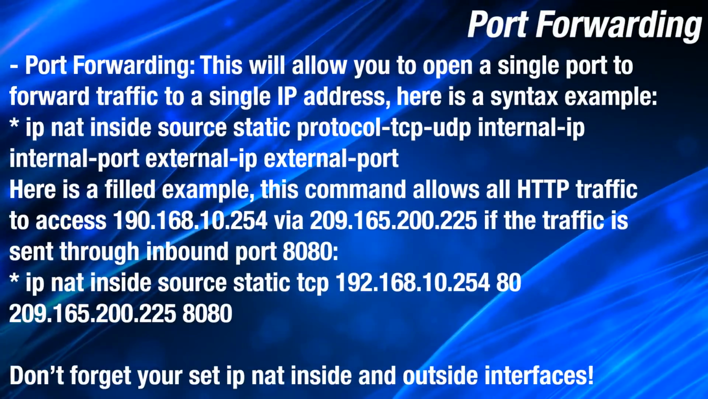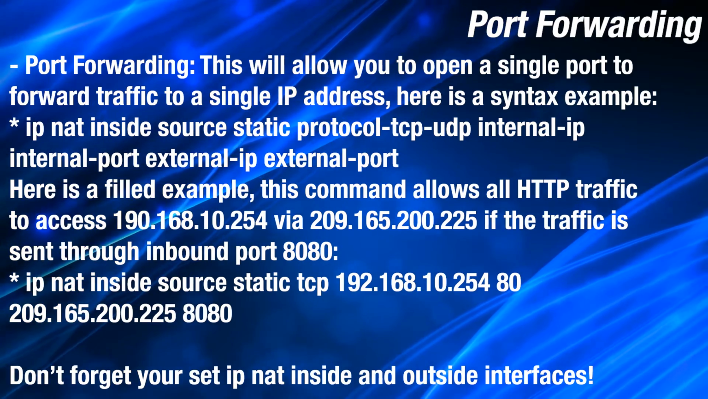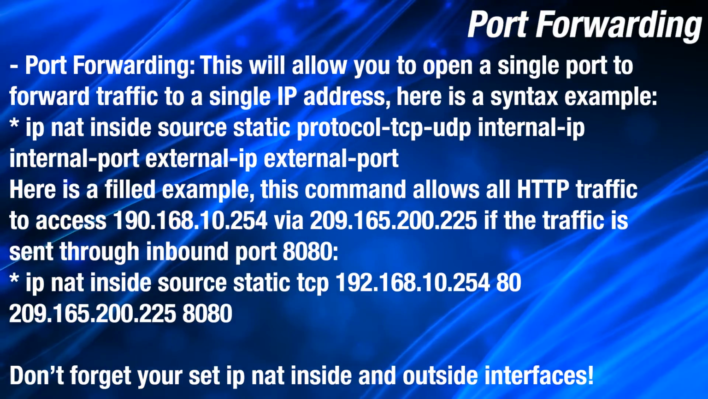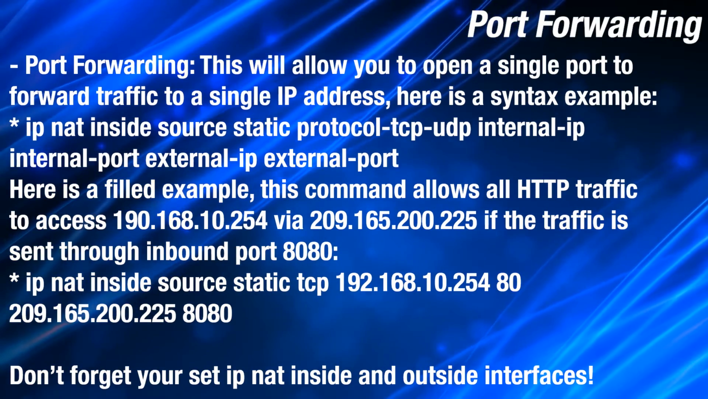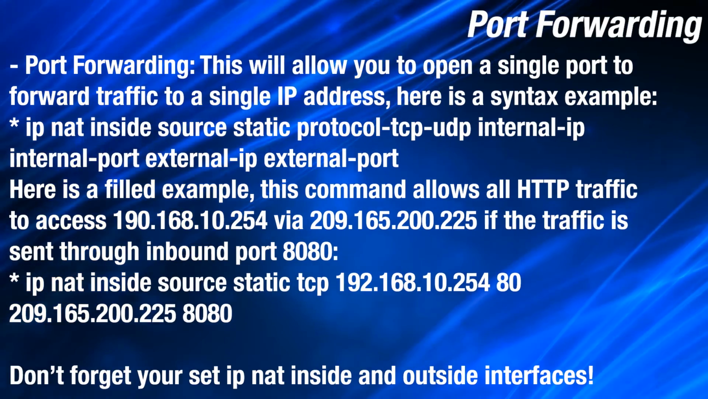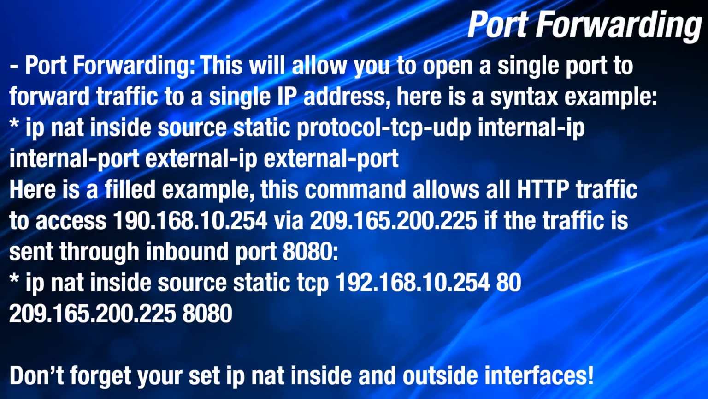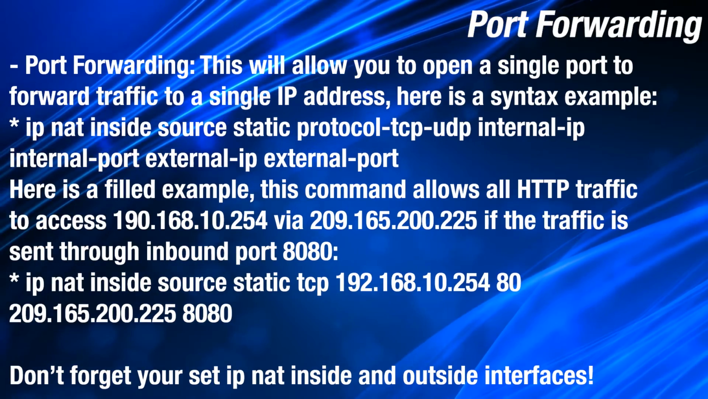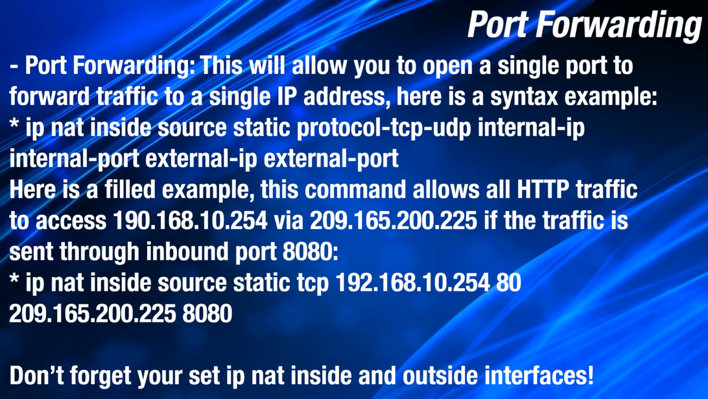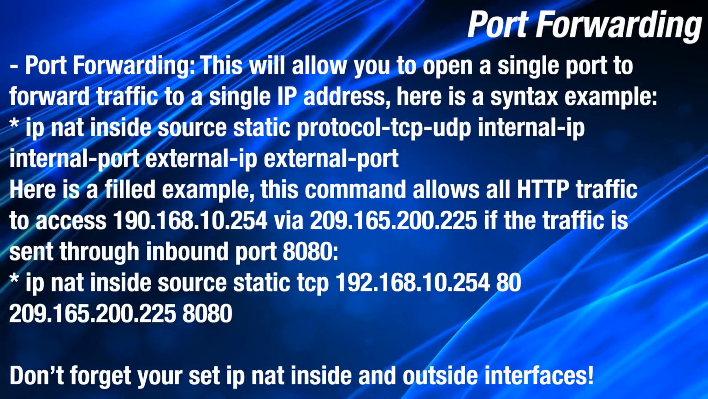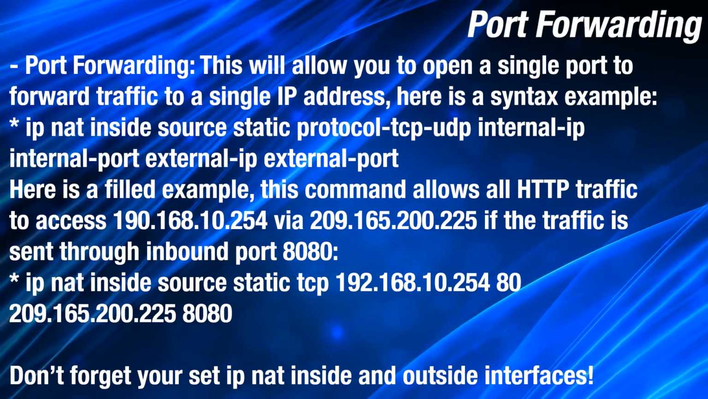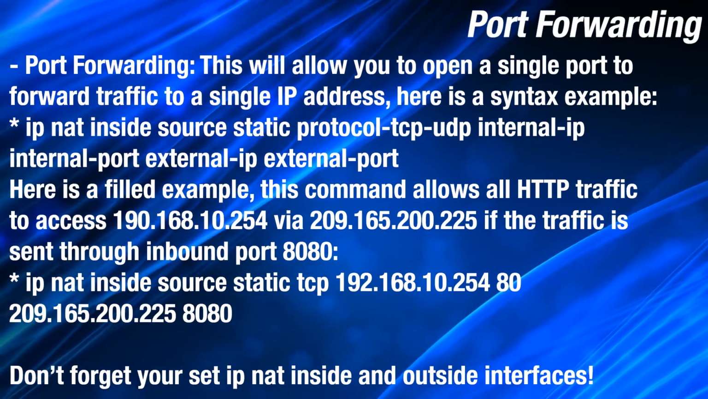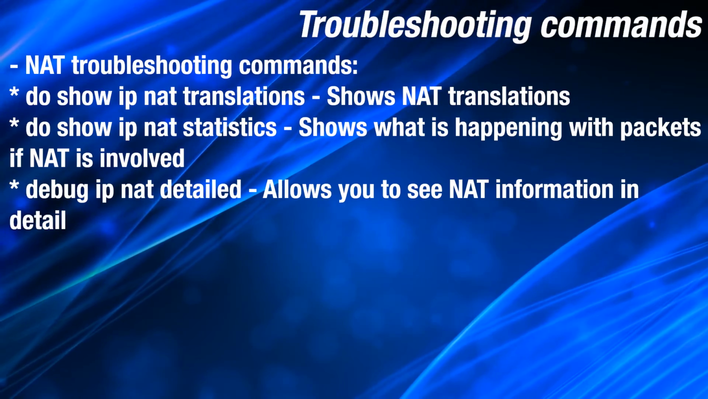Let's talk about port forwarding with Cisco iOS. For this, you'll want to establish a static translation between an inside local address with a local port and an inside global address with a global port. For example, if we're setting up this web server, anyone attempting to connect to 209.165.200.225 through port 8080 will end up being able to communicate with 192.168.10.254 through port 80. Don't forget that we need to configure our inside and outside NAT interfaces. Here are some commands you can use if you're trying to troubleshoot NAT.